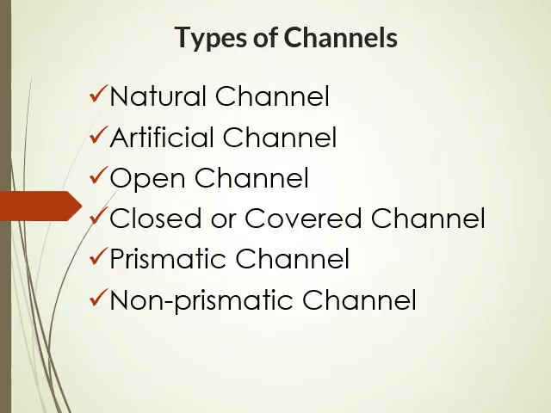So these are the types of flow. Before getting to the types of channel, flow has been classified based on variations with time, variations along the channel length, variations along the depth change, and based on the Froude number. This is for types of flow, and now we're going to see the types of channel. They are classified into natural channel, artificial channel, open channel, closed or covered channel, prismatic and non-prismatic channel. These are the types of channel according to open channel flow.